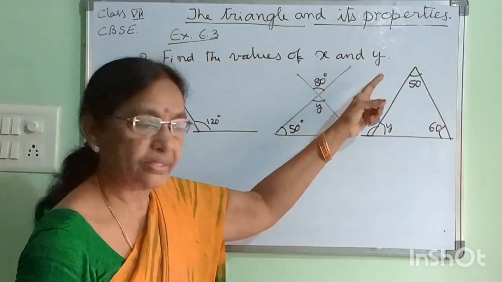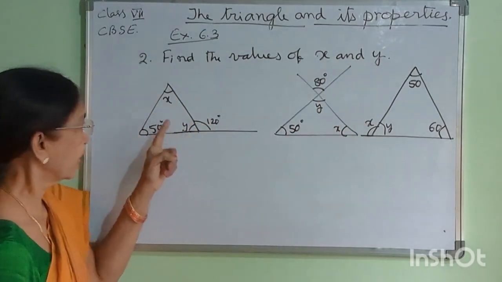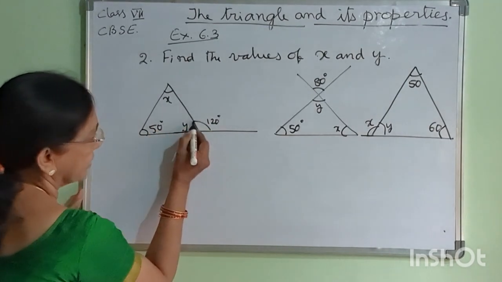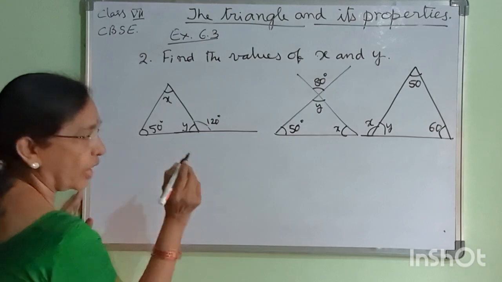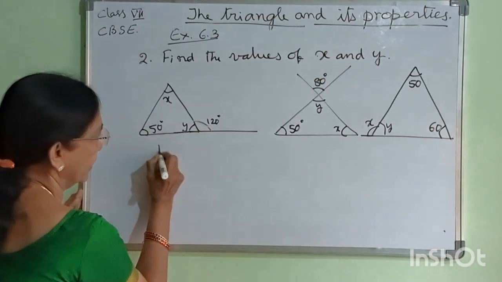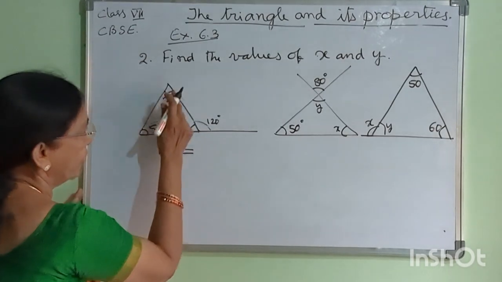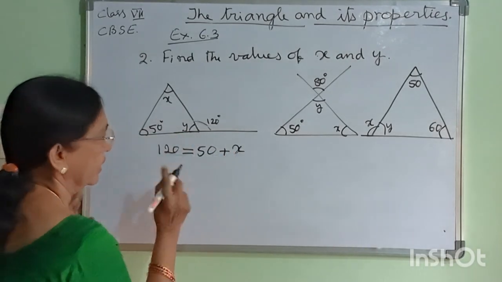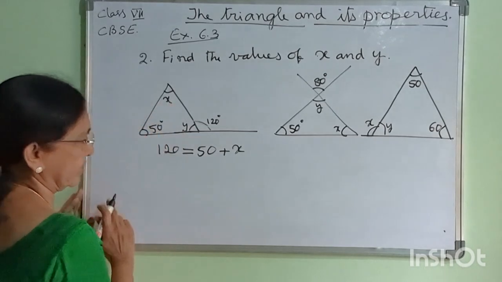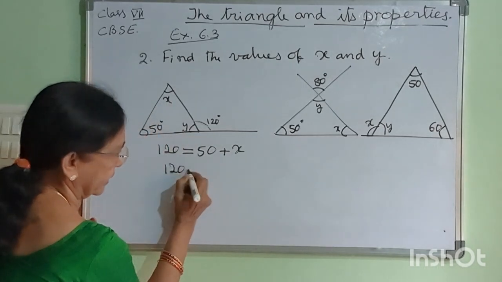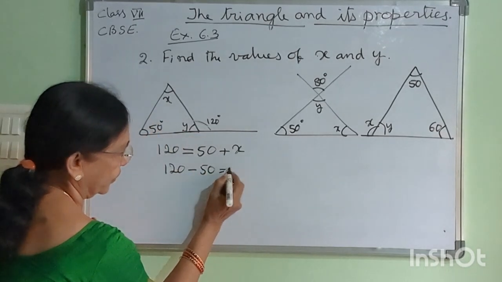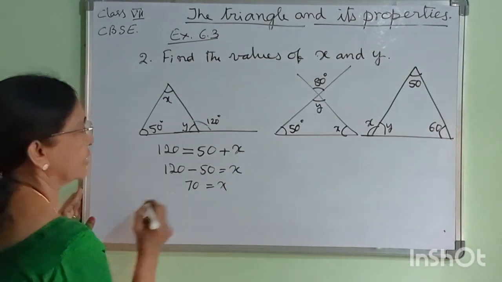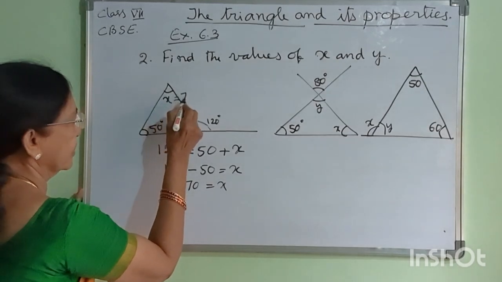Find the values of x and y. In the first figure, we have 50, x, y and the exterior angle. Here the exterior angle is 120. Therefore, according to the exterior angle property, 120 is equal to the sum of the remote interior angles. Therefore, 120 is equal to 50 plus x, or 120 minus 50 is equal to x, or 70 is equal to x. Therefore, x is equal to 70.